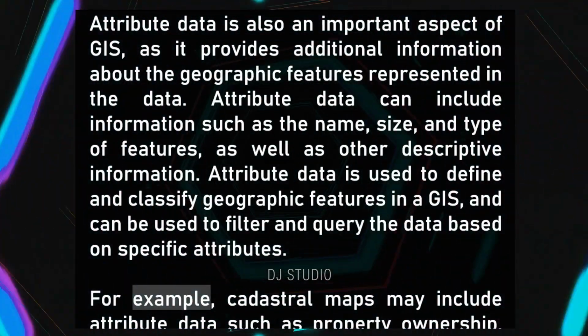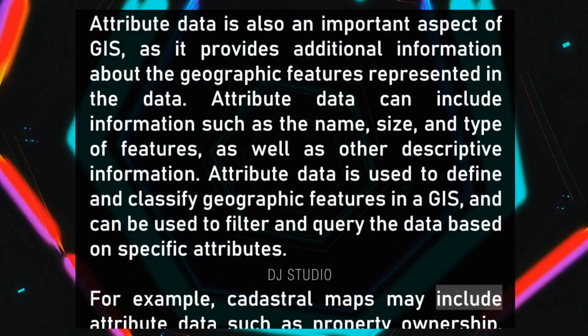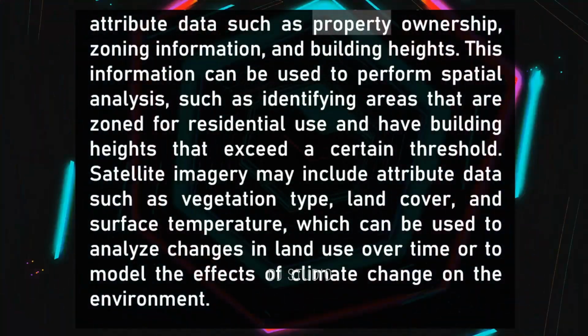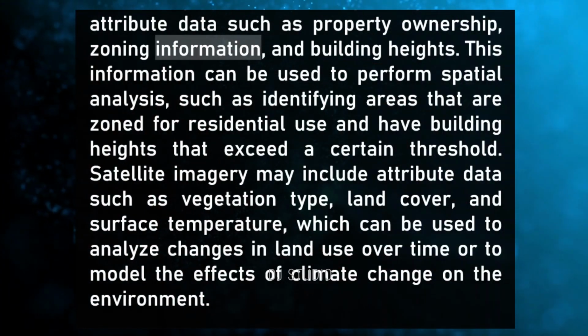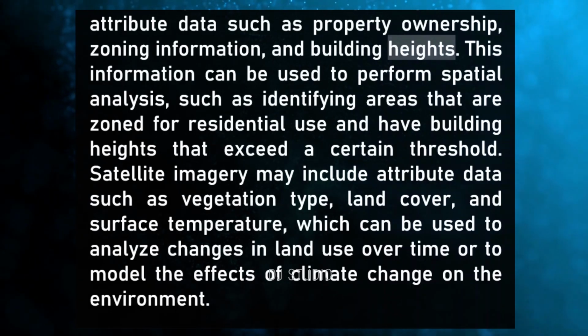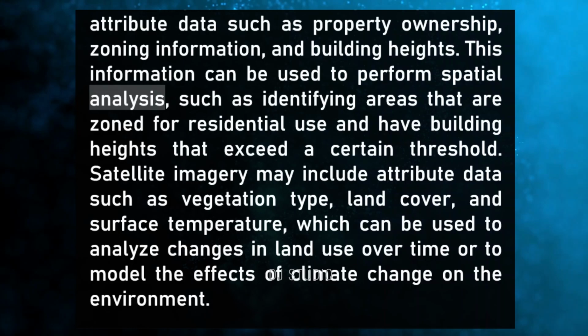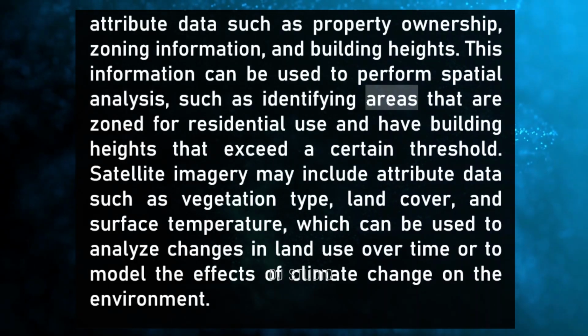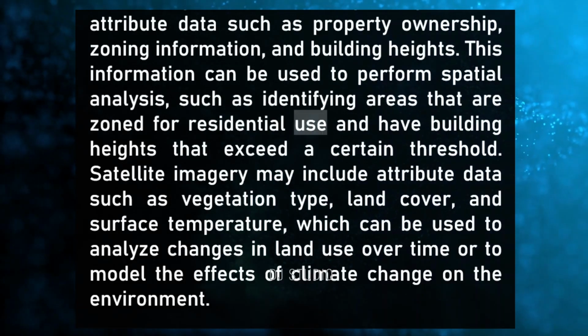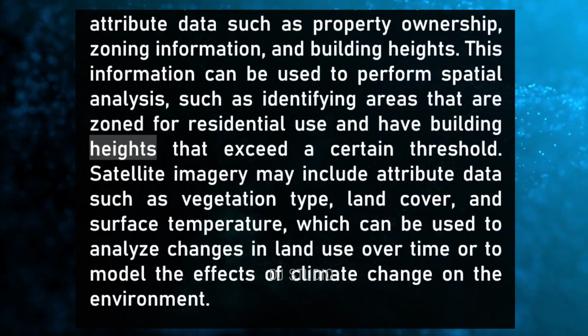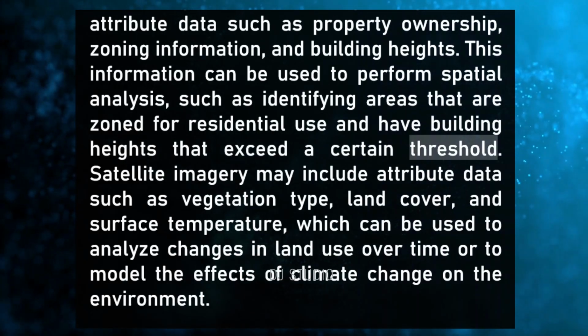For example, cadastral maps may include attribute data such as property ownership, zoning information, and building heights. This information can be used to perform spatial analysis, such as identifying areas that are zoned for residential use and have building heights that exceed a certain threshold.